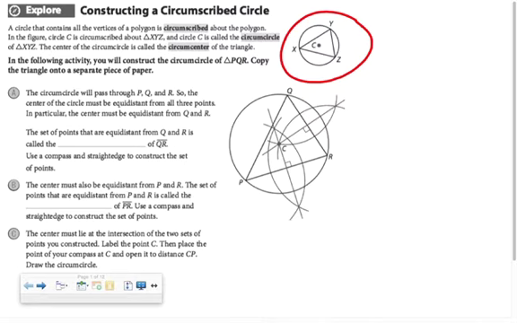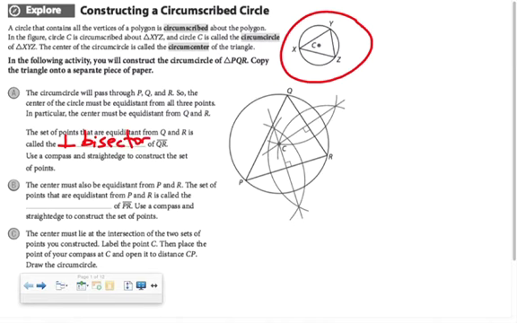In part A, they're saying that the circumcircle will pass through points P, Q, and R. So that means the center of the circle must be equidistant from all 3 points. Here we're just talking about the points Q and R at first. The center must be equidistant from Q and R, and the set of points that are equidistant from Q and R, we've talked about this before, is the perpendicular bisector of segment QR. So use a compass and straight edge to construct that set of points.